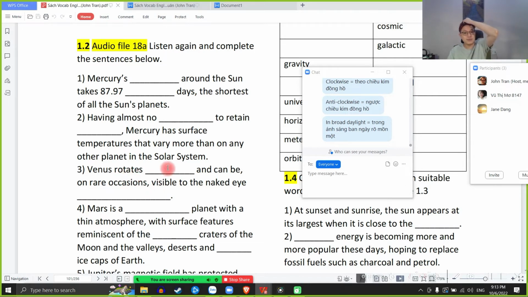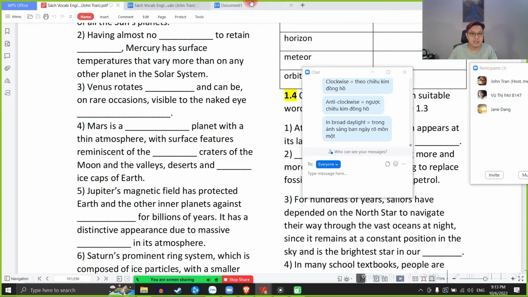Sao Kim nó di chuyển theo chiều của đồng hồ clockwise và nó có thể ở những cái dịp mà hiếm hoi thì là nhìn thấy bằng mắt trần, naked eyes, ở trên ánh sáng ban ngày luôn, tức là ban ngày mình có thể nhìn thấy rõ sao Kim được luôn, là những cái dịp mà hiếm hoi có thể nhìn thấy được, kính viễn vọng không cần nữa.